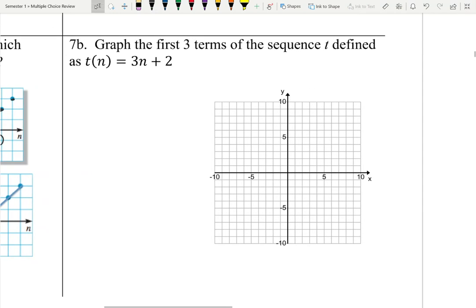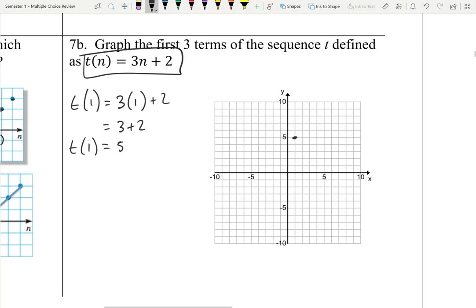Graph the first three terms of the sequence. So our first term, t of 1, would be 3 times 1 plus 2. That would be 3 plus 2, which would be 5. So our first term is 5. So 1, 5 right here. And then we can see pretty quickly, right? This looks like slope-intercept form. What's our slope? 3. So we're going to be going up 3 for each one. So our next term should be 2, 8.